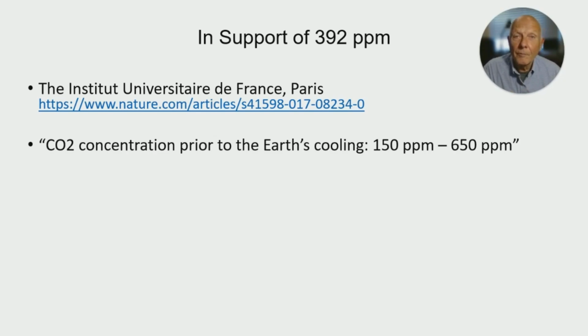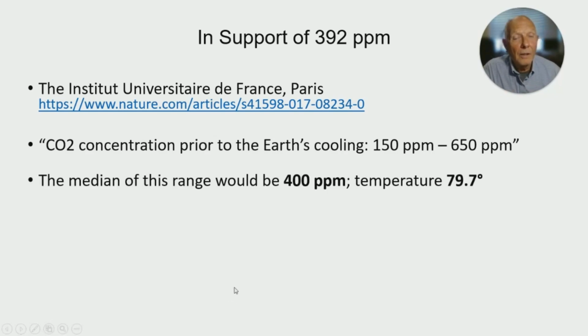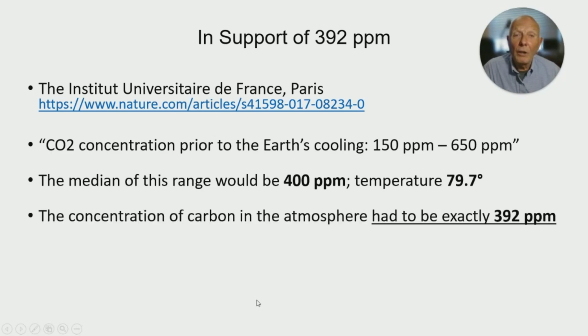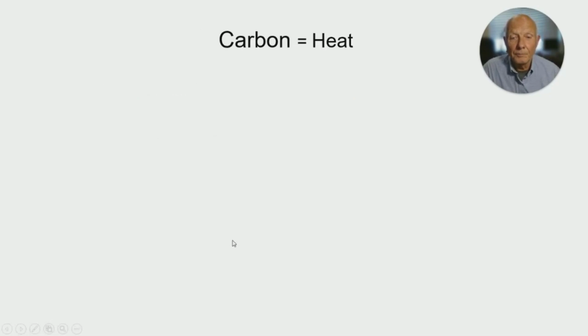And the second reason I believe this range is accurate is that the mid-range, the most likely number within that range, would be the one in the middle, and that's 400, which gives us a temperature of 79.7, and that's awfully close to my calculation, 392. Theirs is an approximation, an estimation, a range. It's the best I could find, but it's still just a range. But I know there had to be 392 parts per million if you want the Earth to be 77 degrees.